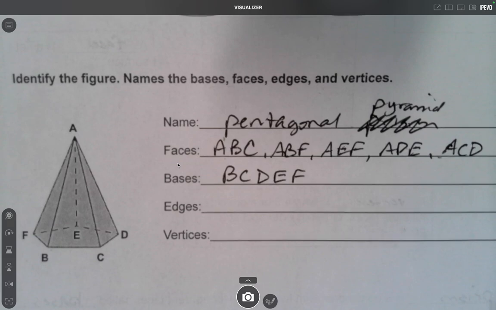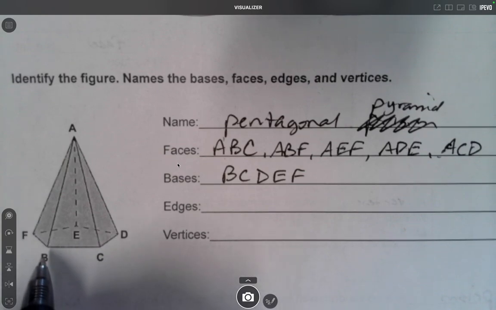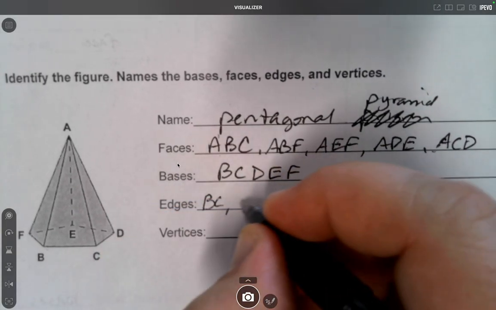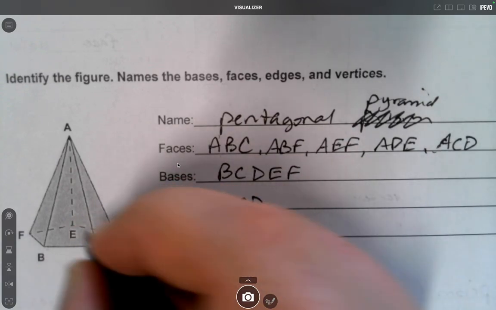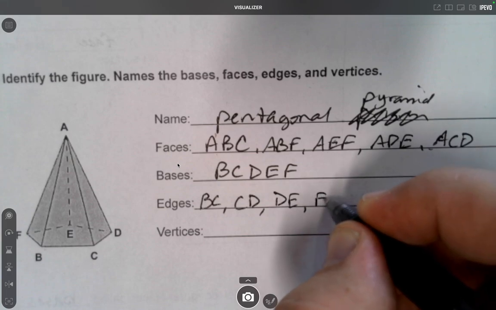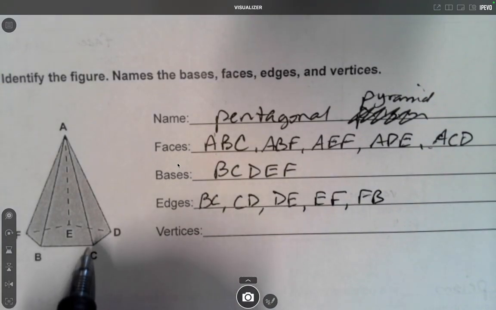Okay, now there's lots of edges because the edges represent every place two bases meet, two faces meet, a face meets a base, all those things. So personally, I'm just going to start by listing all the ones that are here down at the base. So I'm going to choose to go alphabetical again. So I'll say BC, CD, DE, EF, and FB from there to there. So that took us all the way around the base.